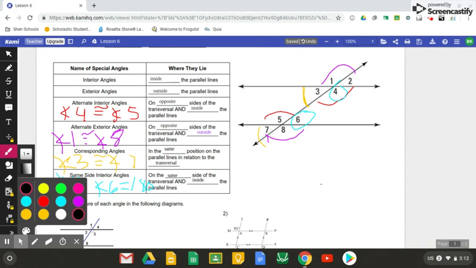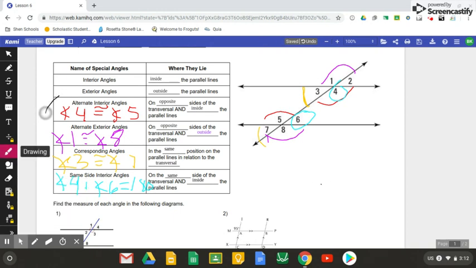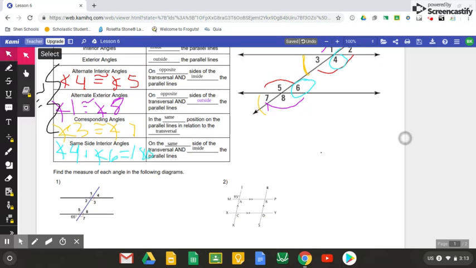Now, a cool little thing. These right here, those first three, these are all congruent. And then the last one gives angles that add up to 180. So alternate interior angles, alternate exterior, corresponding angles, all congruent, same side interior, add to 180. These terms are going to be helpful throughout the year. So let's go ahead and do some examples.